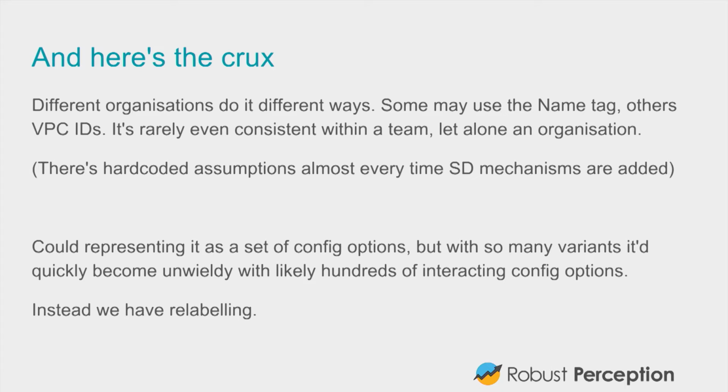And this sort of thing is rarely consistent within a team or an organization, right? Everyone does it differently. It's possible even in a single team, and I've been on teams which had 5 different conventions for how you name things. And this is normal, because what we're doing here is we're dealing with the complexities of the real world, and we need to map those back into Prometheus. And in fact, the other thing is that everyone thinks that their way is the only way.